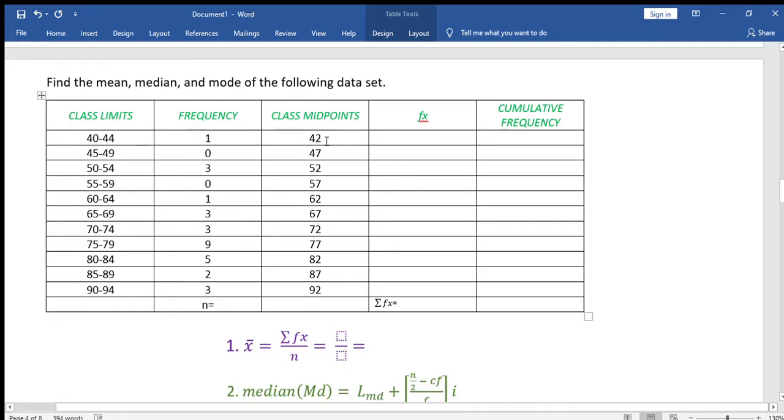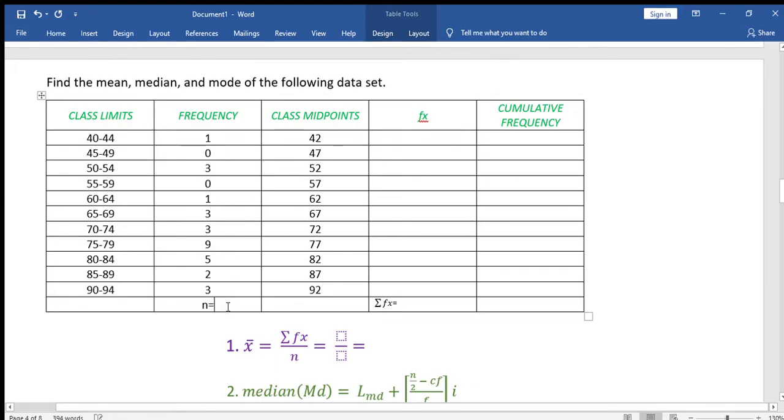But always take note that you need to be very vigilant and work with precision, because if there's one mistake, it will be a domino effect. The succeeding solutions will also be mistakes. So you need to work with accuracy.